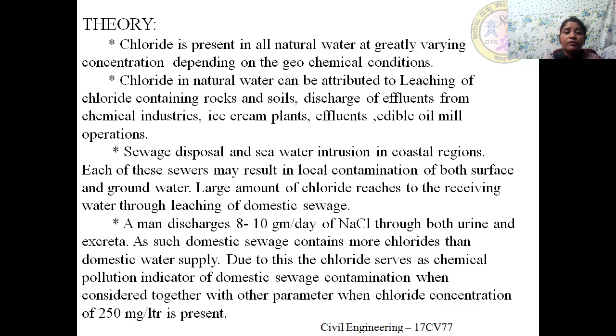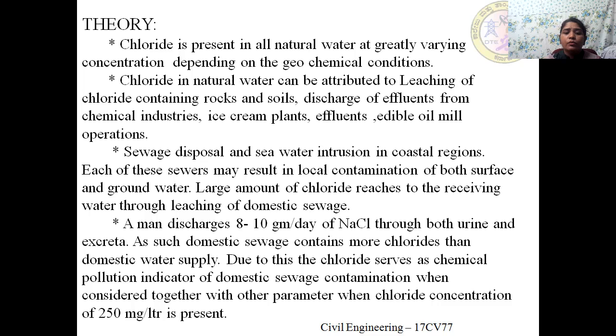The discharge of effluents from chemical industries, ice cream plants, and edible oil mill operations, when they are discharged into any water body without treating, adds to the chloride content in the existing water. In this way, the chloride content of the water body increases. Sewage disposal also is one of the main causes which adds chloride to the existing river water or any water source. The main reason is the leaching activity.